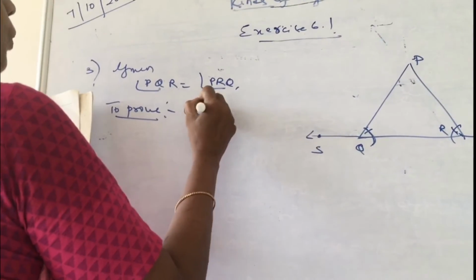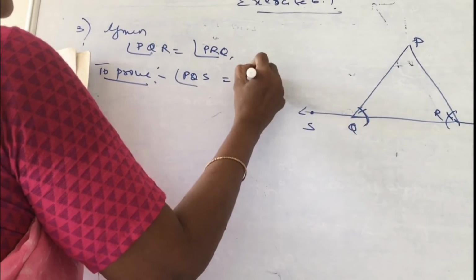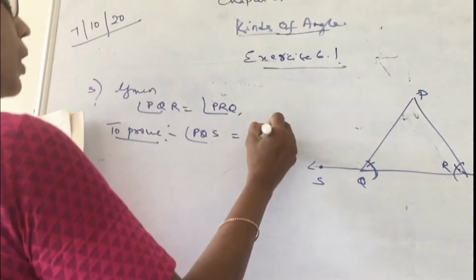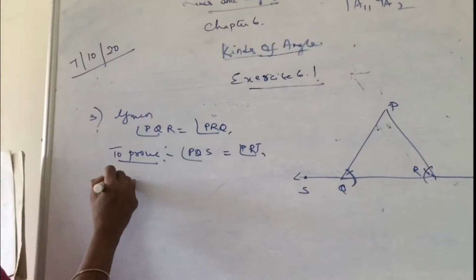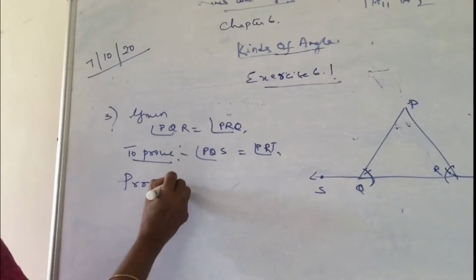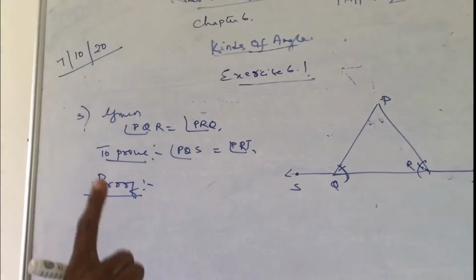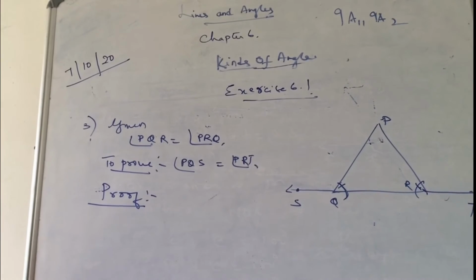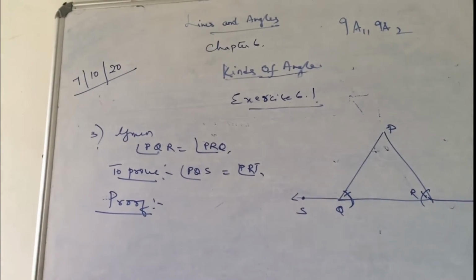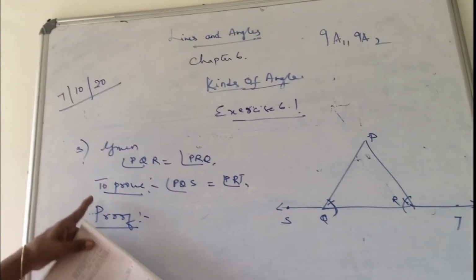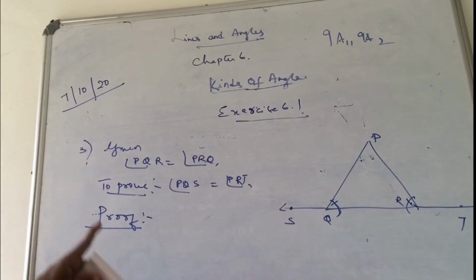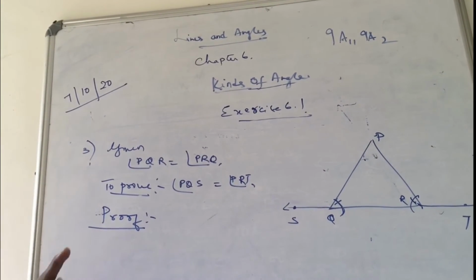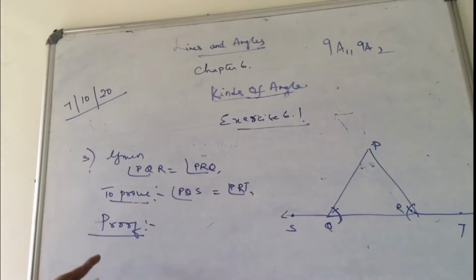Angle PQS is equal to angle PRT. Proof. When it is to prove, children, you have to write proof. When it is to find, you will write solution. When you are asked to write proof, you have to write to prove and proof. When the question is to find, write to find and solution.